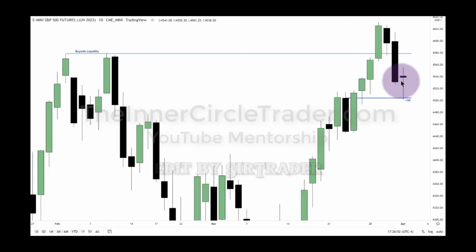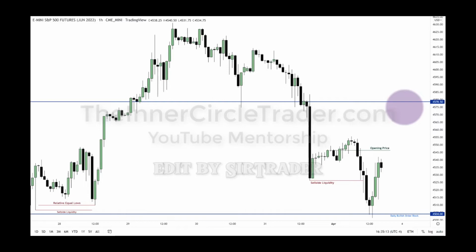But I want to go inside this particular day here, which is obviously Friday. And we're looking at the internals behind what it is I'm trying to teach you and how you can find multiple setups inside of each respective session, the morning session and the PM session. All right, so here is the hourly chart on the S&P futures mini contract for June 2022.